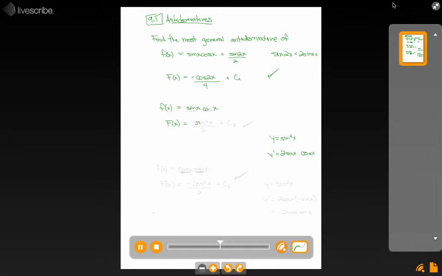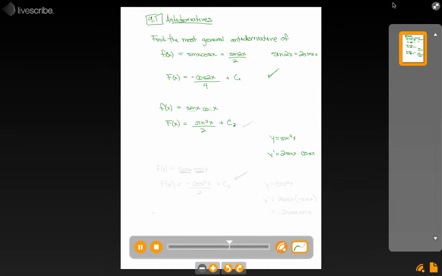Well, that's awfully close to what we have here. In fact, if I just take that and divide it by 2, I have a function that if I differentiate it, I will end up with sine x cos x. I still need plus a constant. These constants, it turns out, are actually different numbers, so maybe I'll call them C1 and C2 just so we don't get mixed up.